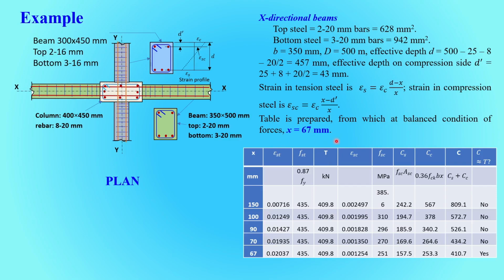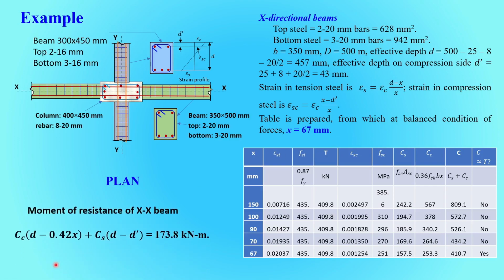So now we can find out the moment of resistance of this section by this formula as shown here, available in the books, and we got the moment of resistance as 173.8 kilonewton meter. So this is the limiting moment of resistance for the x directional beams.